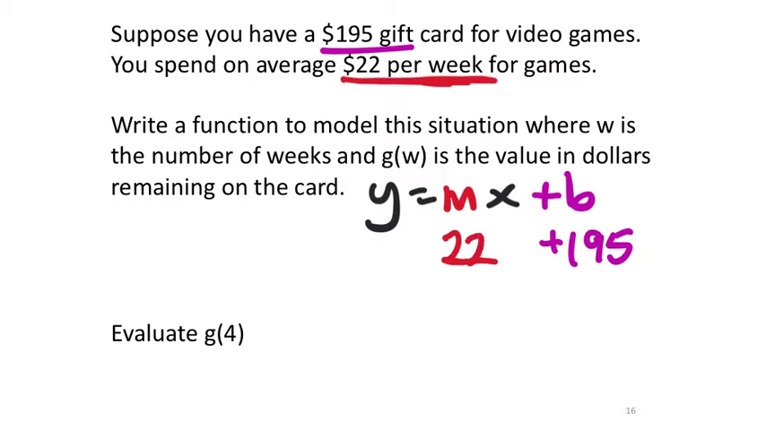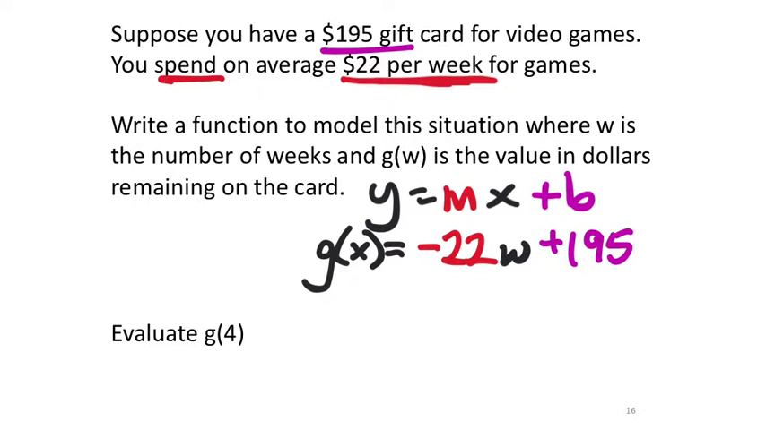So it's not just 22 though, because it's being spent, which indicates that it's going to be losing $22 every week. If I multiply this by the number of weeks, so I'll use W, then I would get the Y value, which we'll just show in function notation as G of X. So this is what I get as my model, the function to model this situation.